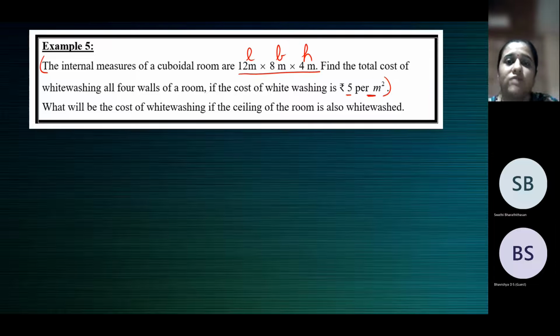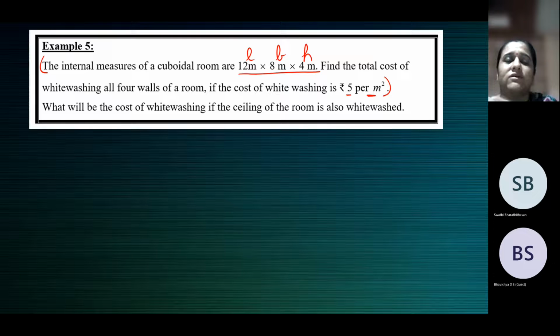Similarly here, to find the cost of whitewashing the 4 walls, you need to first find what area you're whitewashing. You cannot find the cost straight away. What is the area of the 4 walls? Once you find the area of the 4 walls, then you can find the cost. 1 meter square costs 5 rupees.